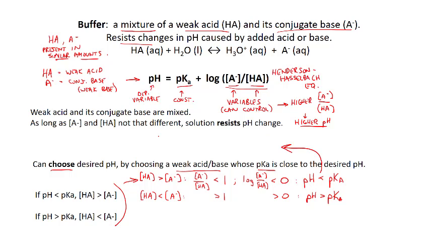Another way to think of this is that if our pH, which after all is a variable, rises above the pKa of our weak acid, then the concentration of our conjugate base will be greater than the concentration of our conjugate acid. And the more it rises above pKa, the bigger this inequality will be.